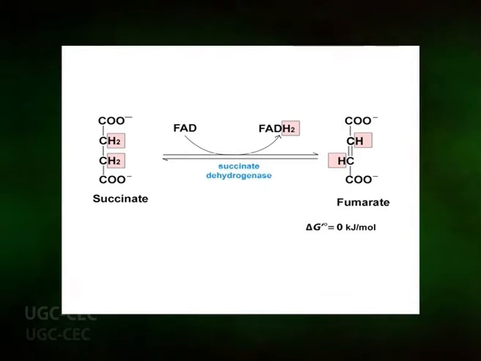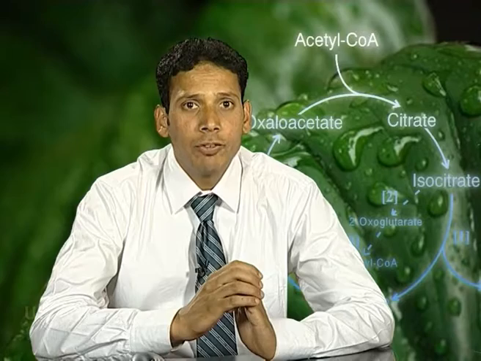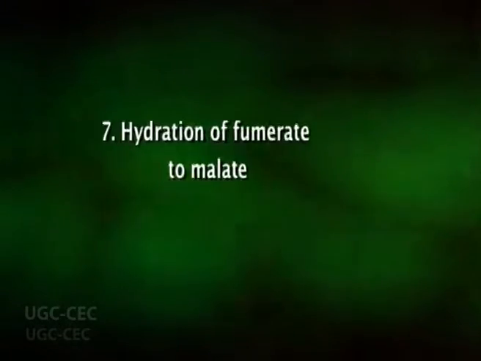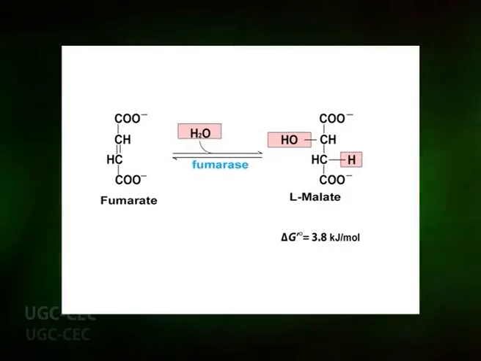This is the reaction where succinate gets converted into fumarate in presence of succinate dehydrogenase. FAD gets hydrogenated to FADH2. Hydration of fumarate to malate. Addition of water to fumarate places a hydroxyl group next to the carbonyl carbon. The enzyme catalyzing this step is fumarase.